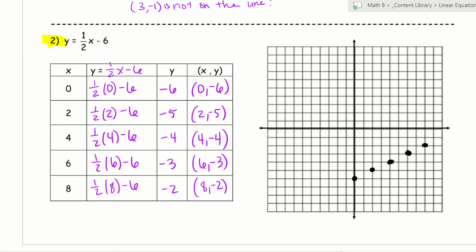So I'm going to connect these with a line now, as best as I can. Remember to extend it. And remember to write the equation of the line: y equals 1/2 x minus 6. Okay? Done.